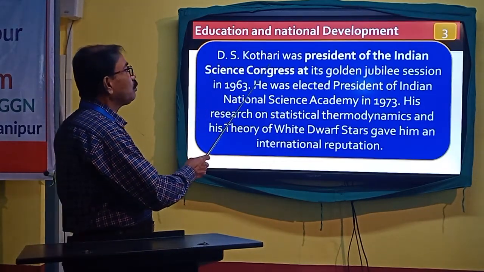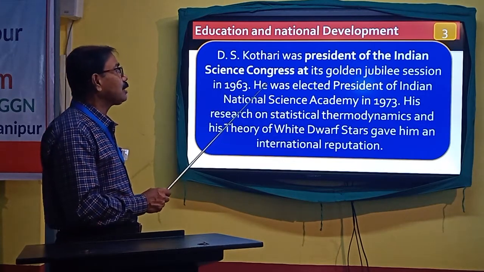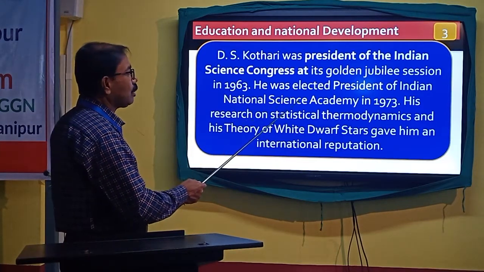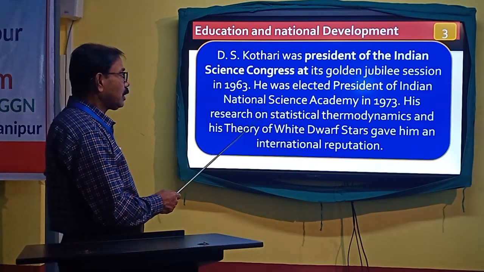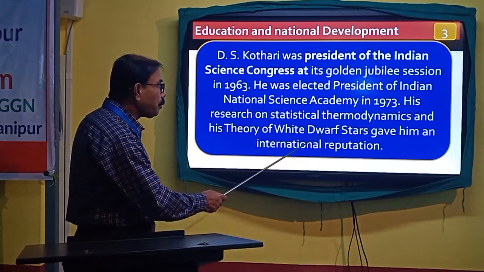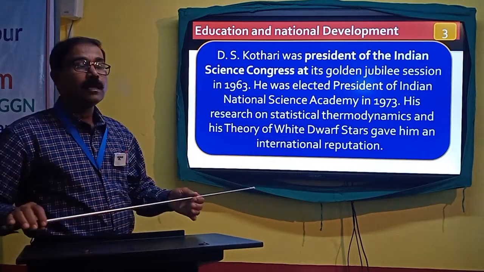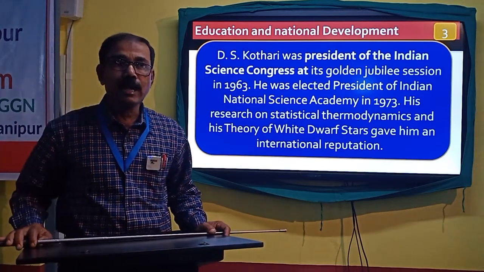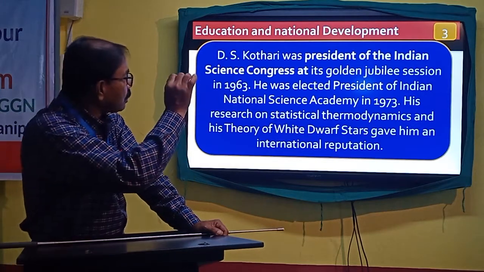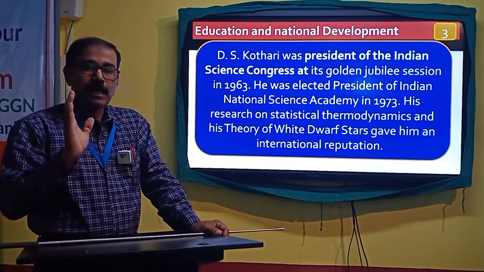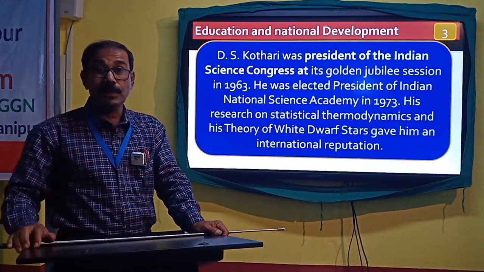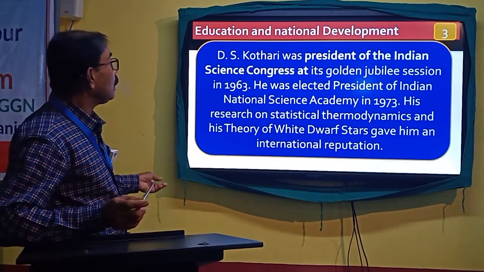D.S. Kothari, or Daulat Singh Kothari, was the president of the Indian Science Congress at its Golden Jubilee session in 1963. He was elected president of the Indian National Science Academy in 1973. His research on statistical thermodynamics and his theory of white dwarf stars gave him an international reputation, and that is why he was appointed chairman of the Commission of 1964 and 66. Depending on the recommendations of this great academician, the first national policy of independent India was formulated by the government of India in 1968. Let us see the next slide.